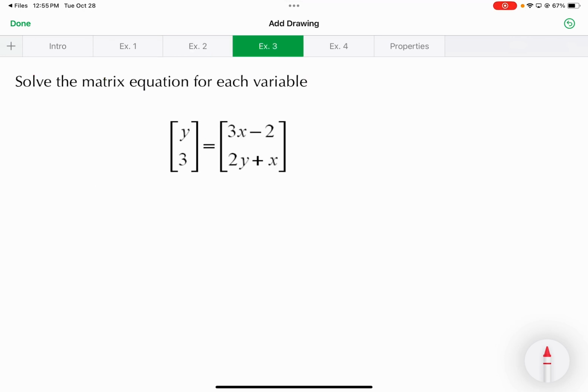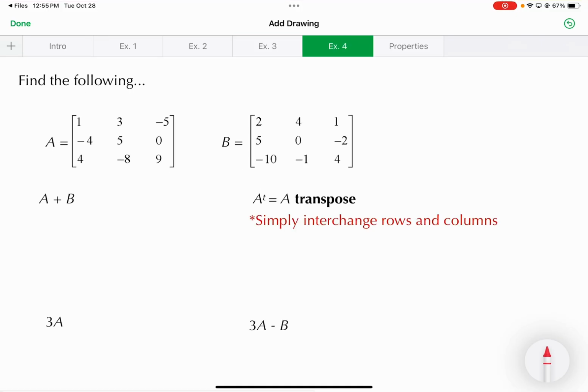And then same thing here, it says solve the equation for each variable. So we would set y equal to 3x minus 2. This is a 2 by 1 matrix, and then equal to a 2 by 1 matrix. We can do that. We can set those things equal to each other. This one, I think we ended up solving by using substitution, okay?